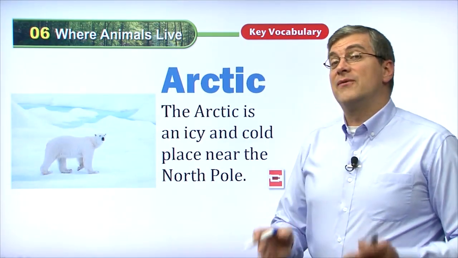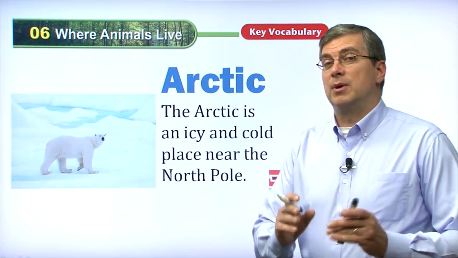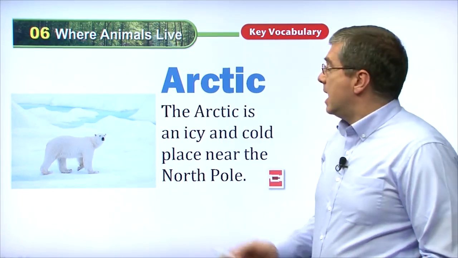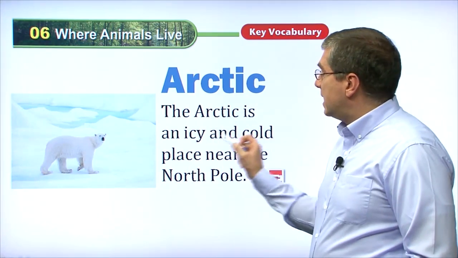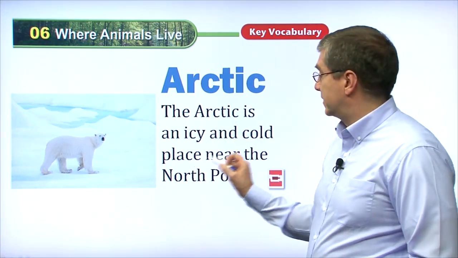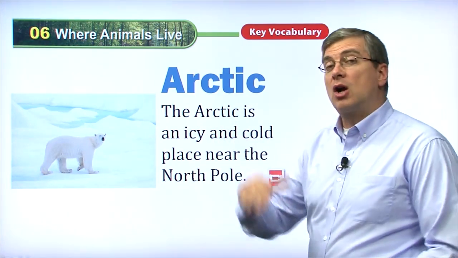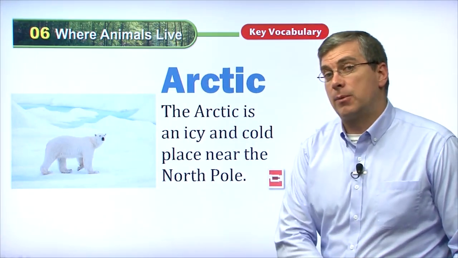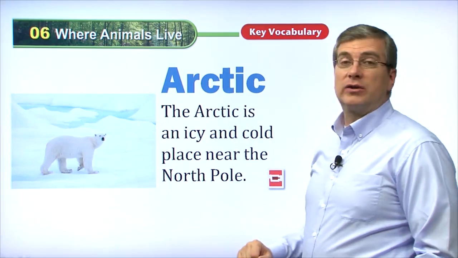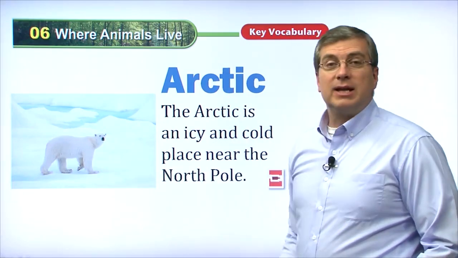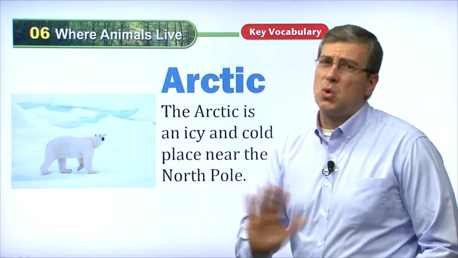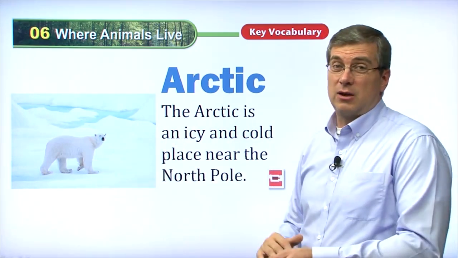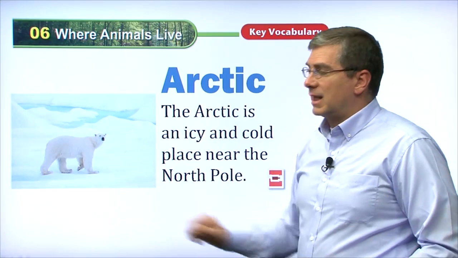Okay, we also have a very special type of habitat, and that is called the Arctic. The Arctic is an icy and cold place near the North Pole. The Arctic is in the North Pole. Antarctic is the South Pole. But we are talking about the Arctic here. Polar bears live in the North Pole. Polar bears don't live near the South Pole. Similar conditions, North Pole and South Pole, right? But in the Arctic, it's special.